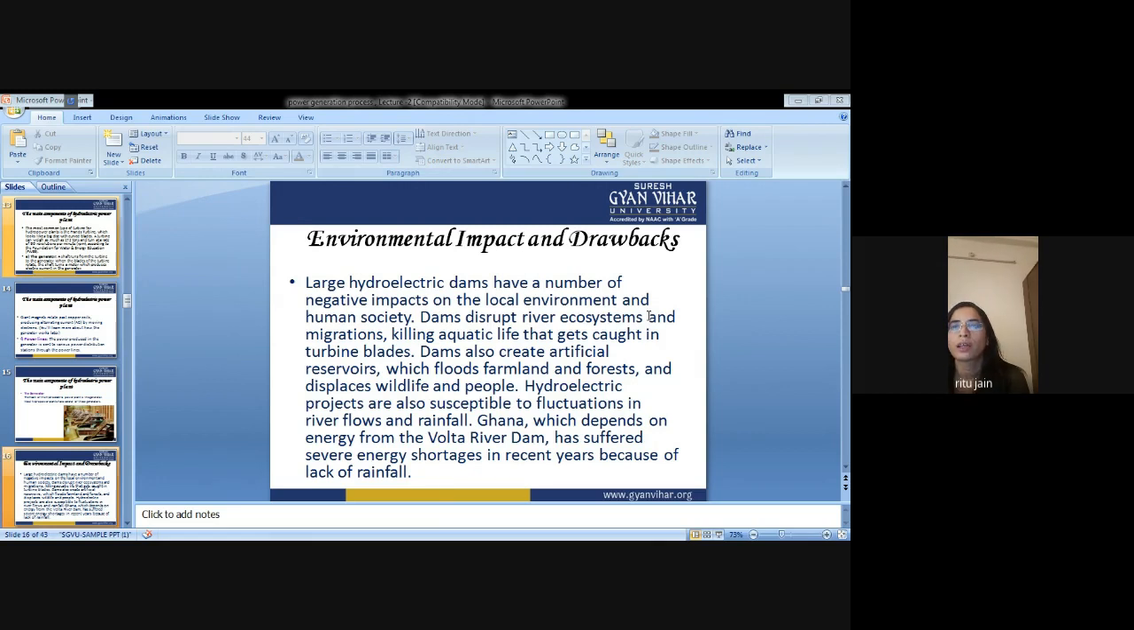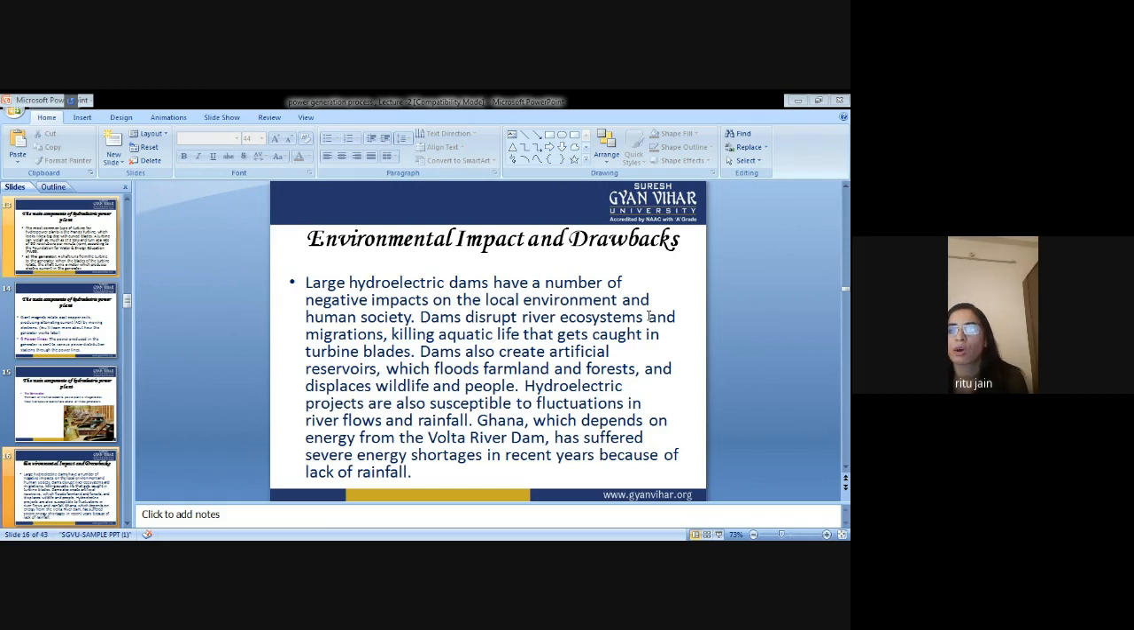So what are the environmental impact and drawbacks? Large hydroelectric dams have a number of negative impacts on the local environment and human society. Dams disrupt river ecosystems and migration, killing aquatic life that gets caught in turbine blades. Dams also create artificial reservoirs which flood farmland and forest and displace wildlife and people.